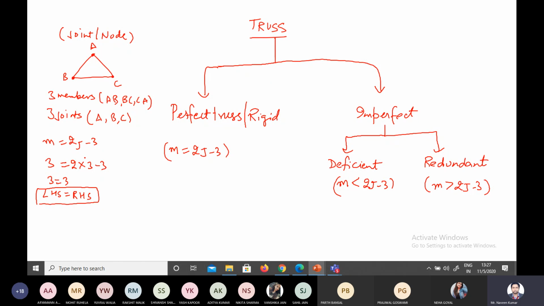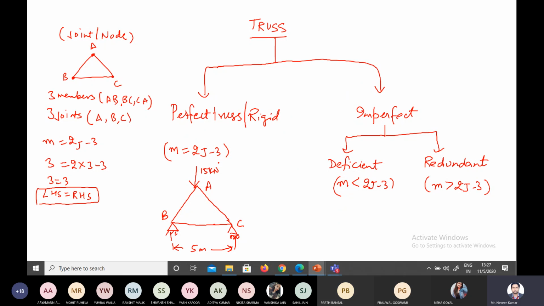For example, if this is the truss here, can you tell me the name of the truss? I am just drawing it here. This is how I have drawn it, A, B, and C. Let us say this distance is 5 meter and the angles are equal, and let us say the load here is 15 kilonewton. Can anybody tell me which type of truss this is? Perfect. Perfect truss is fine.